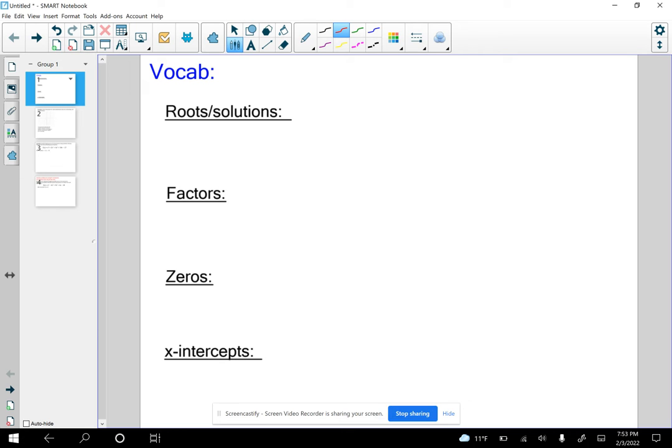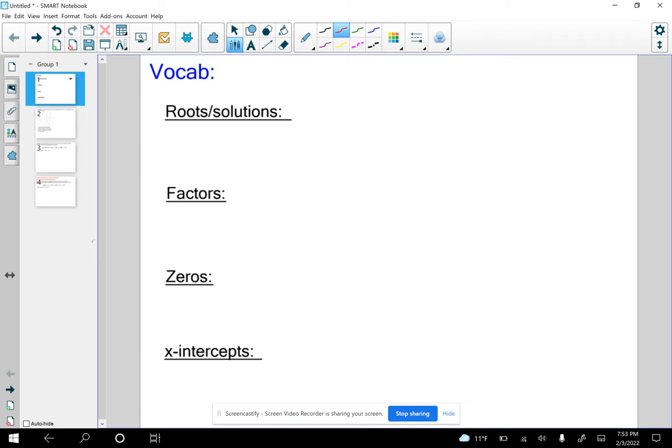Hey class, we're going to finish up the 5.7 notes today. I am on my tablet at home, so hopefully I can do my best here with this handwriting, but I believe we left off on this vocab slide talking about the difference between roots, solutions, factors, zeros, and x-intercepts. All very important vocabulary that mean just a little bit of different qualities when we're talking about characteristics of polynomials.